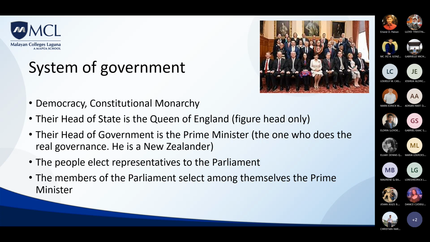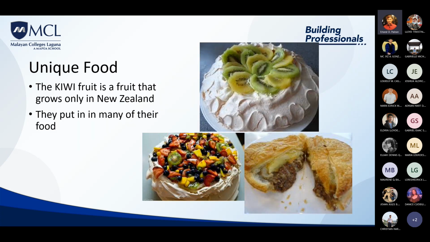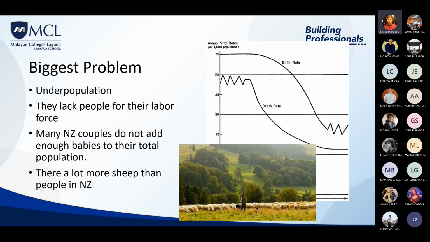This is the second slide. And then you have the unique cultural practices. For New Zealanders, or for the Kiwis, they have a war dance called the haka. So this is a unique cultural practice. You don't have to show a lot or choose a lot of cultural practices. One or two is enough. And then you have unique food. That's the reason why they're called Kiwi. The people from New Zealand, it's the fruit that grows only in New Zealand, and they put it in many of their products. And then your biggest problem is another slide.